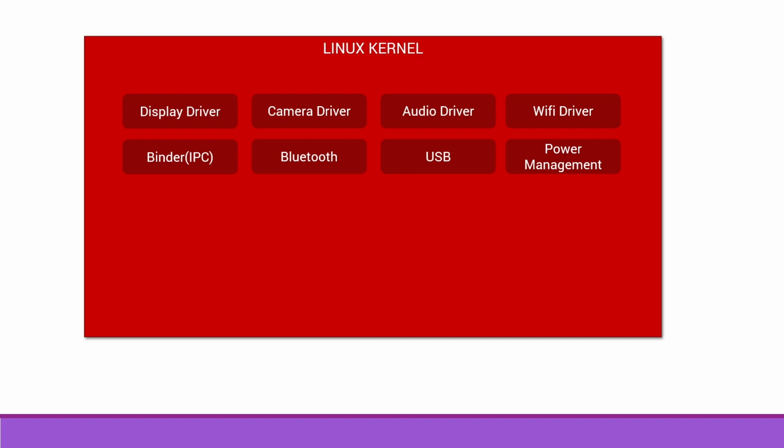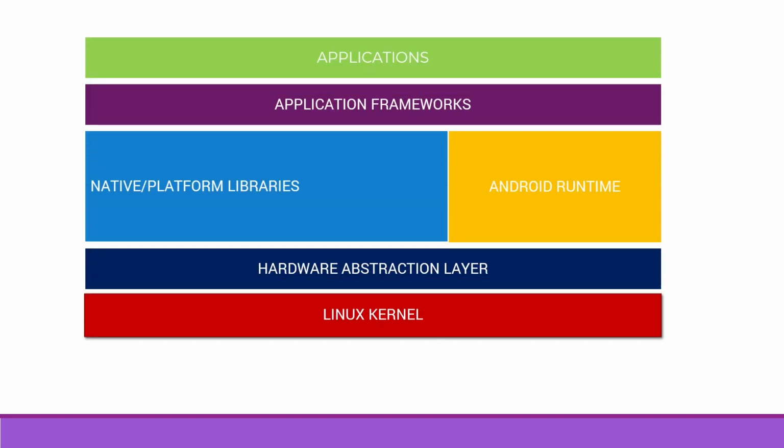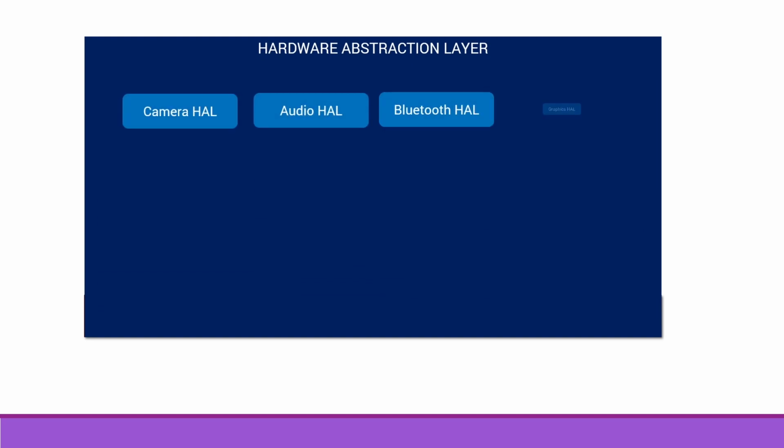Let's move on to the next layer, the hardware abstraction layer. The hardware abstraction layer provides a standardized interface for hardware vendors to implement device-specific functionality. HALs allow Android to remain agnostic about what the lower-level driver implementations are, ensuring compatibility with various hardware configurations without modifying the core system. HAL's main benefit is that it encapsulates diverse vendor implementations and offers a uniform API for the upper levels.